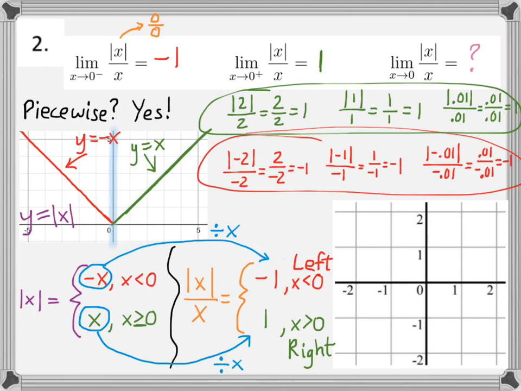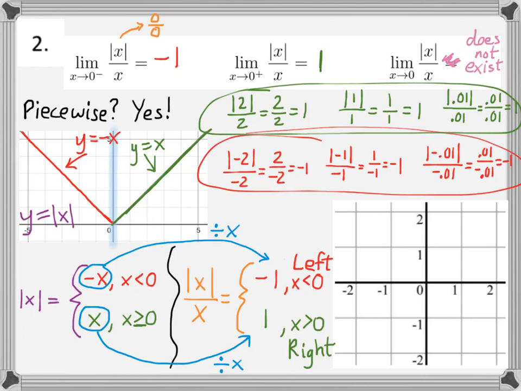So what about the limit as x approaches 0 overall? Well, just like the last question, this one doesn't exist. And again, -1 is not the same as 1. The limit as x approaches 0 from the left is not the same as x approaches 0 from the right. Hence, the overall limit doesn't exist.